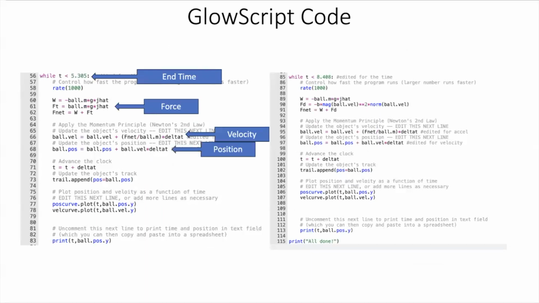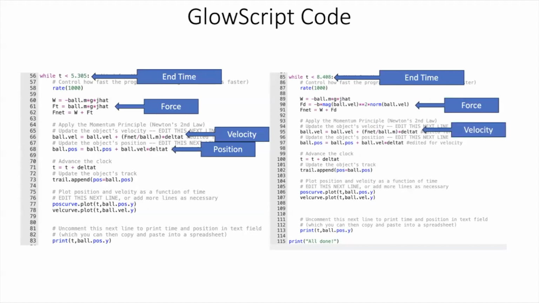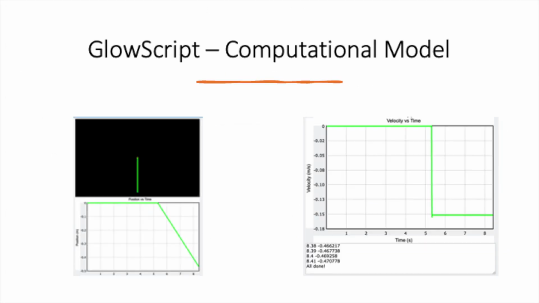Line 68 for position. Line 85 for end time. Lines 89 to 91 for force. Line 95 for velocity. And line 97 for position. This is the final computational model created.